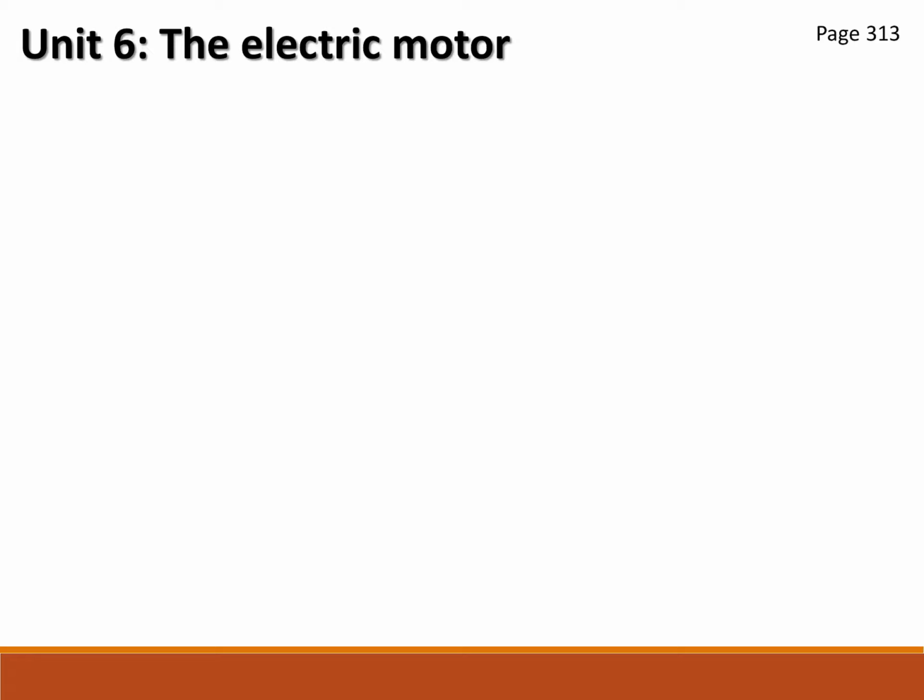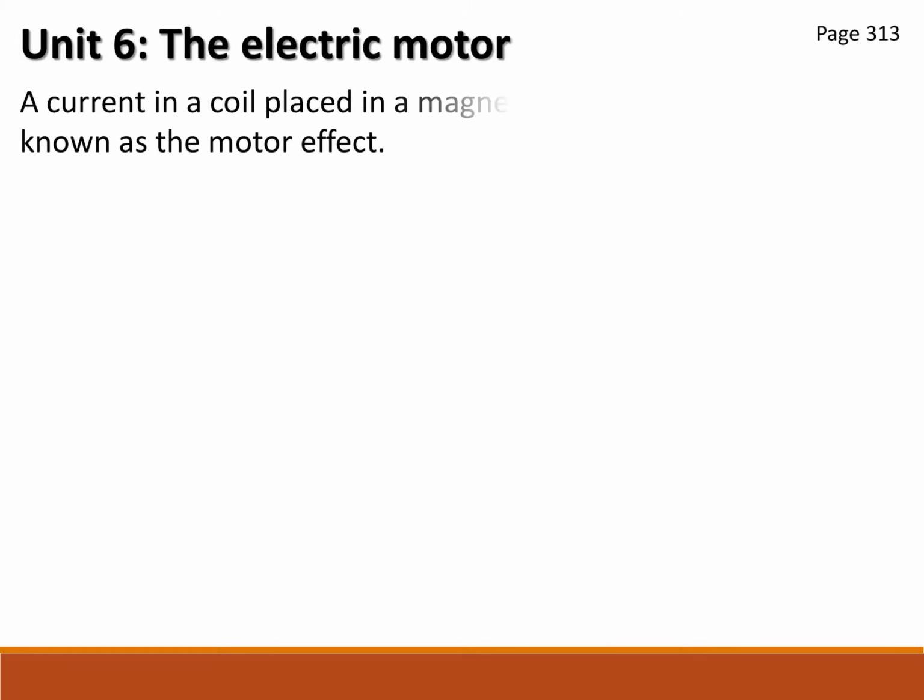So, the electric motor is the opposite of a generator in that the electric motor uses an electric current, it doesn't create one. So the current in a coil is placed in a magnetic field. So now we have a current, okay, and so it's the opposite. We'll go through it. A current in a coil that's placed in a magnetic field will rotate. This is known as the motor effect.